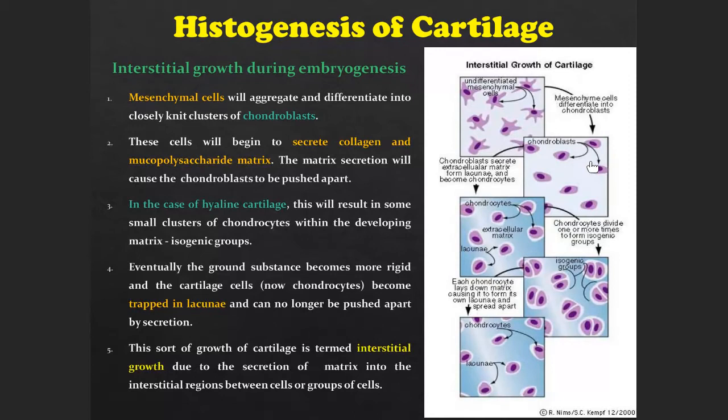Now chondrocytes divide one or more times to form an isogenous group. See this picture. These are individual cells. These individual cells divide and form this isogenous group. Later on, each chondrocyte lays down matrix. Each of these chondrocytes again lays down matrix, spreading apart and forming cartilage. Understood, all of you?